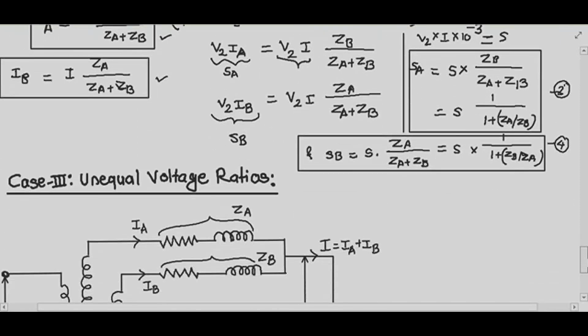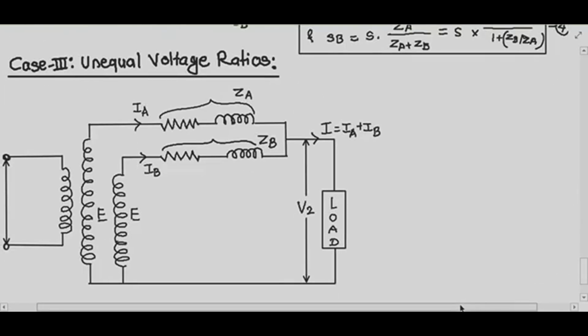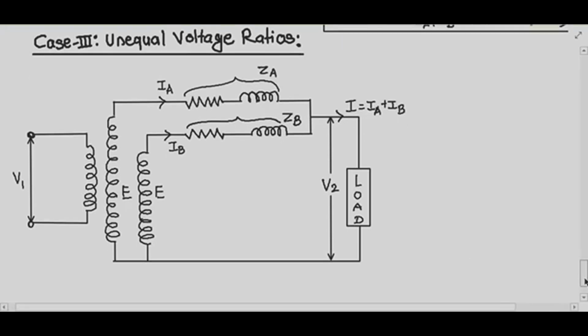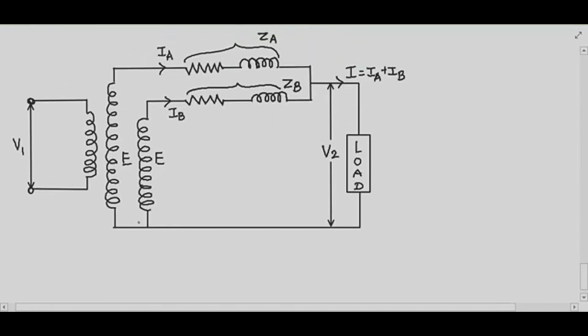Now let us see the third case, that is the unequal voltage ratios. In this case of unequal voltage ratios, the voltage ratios of the two transformers are different. It means that their no load secondary voltages are unequal. Such cases can be easily handled by drawing the phasor diagram, right? So let us draw the phasor diagram. Before drawing it, let EA and EB be the no load secondary EMFs of transformer A and transformer B respectively, and ZL the load impedance across the secondary. The equivalent circuit and the vector diagram we can draw.